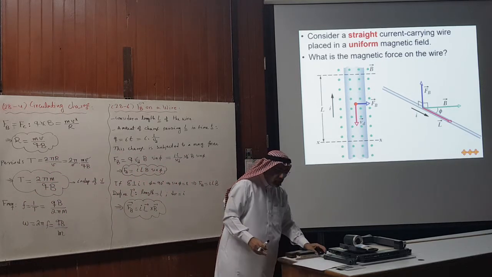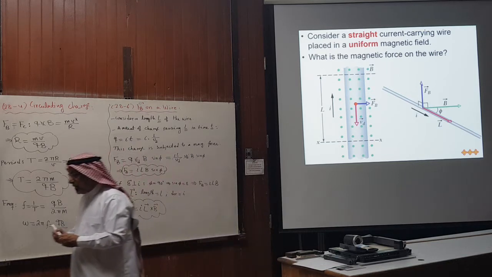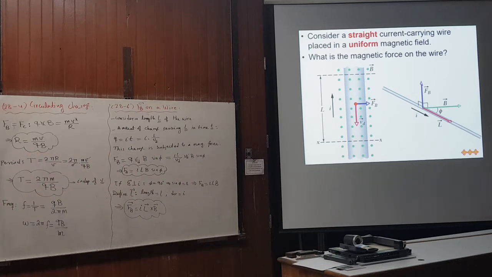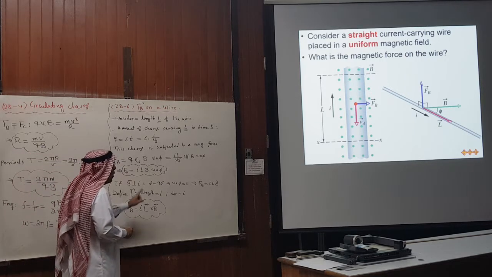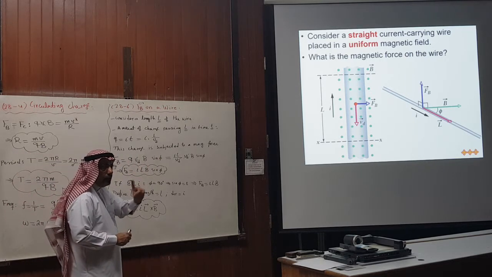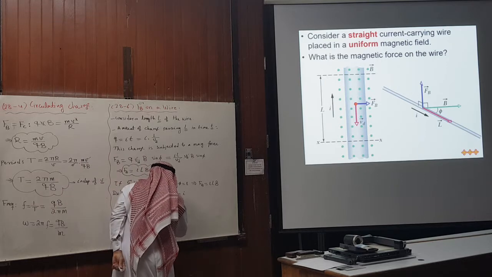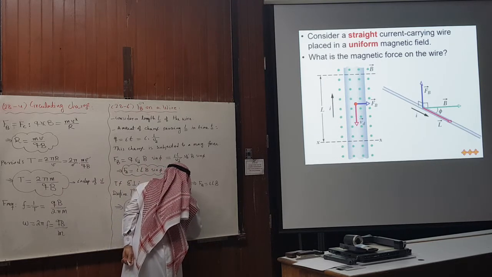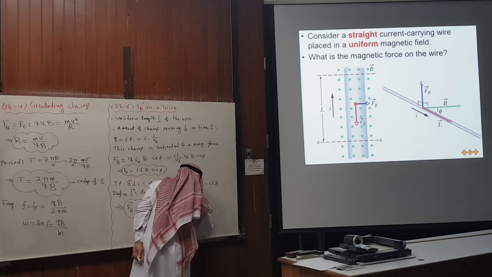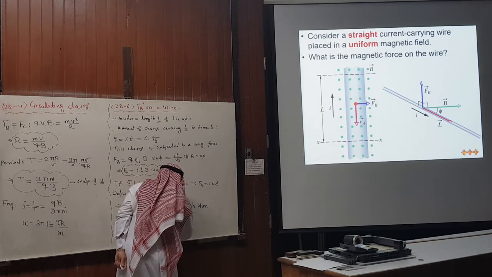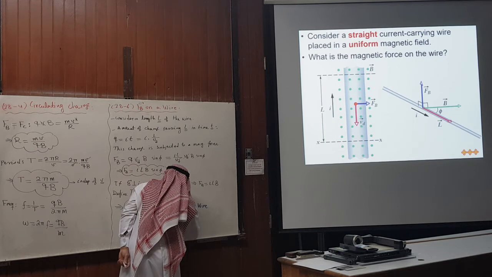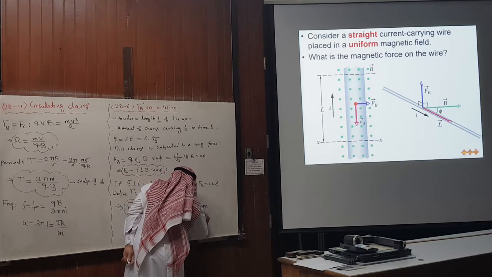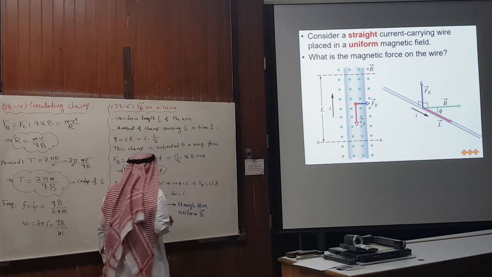But let us not forget, what conditions did we have here? This equation is the equation for the magnetic force on a straight wire in a uniform magnetic field. So these are two conditions: straight wire and uniform magnetic field.